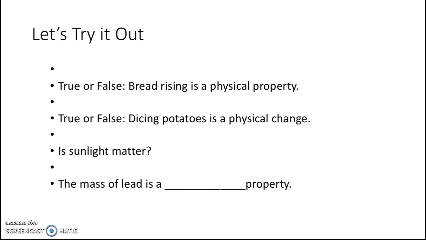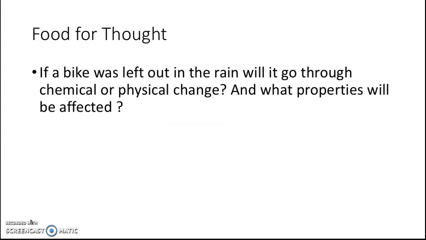The mass of lead is a blank property. If I'm talking about mass, is that a chemical property or a physical property? If you said that is a physical property, you would be correct. Mass is used to describe lead, so it is a physical property. If we said the flammability of lead is a property, that would be a chemical property.